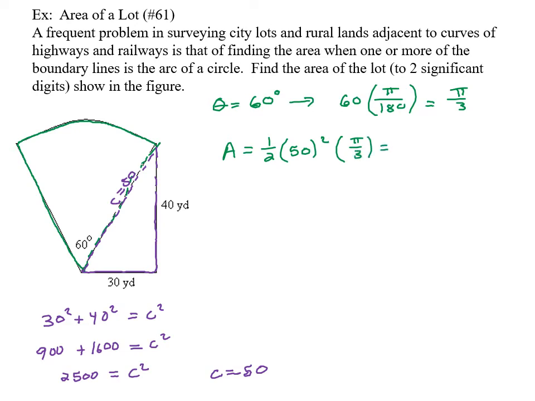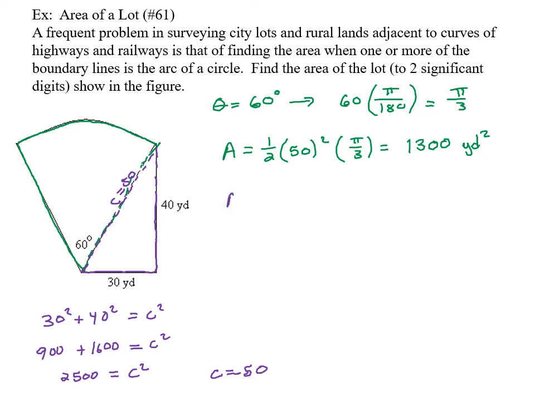And we go back to the calculator and type that in. 0.5 or 1/2 times 50 squared times pi divided by 3. And you'll get, to 2 significant digits, about 1300. This is measured in yards, so this is square yards. That's just the area of the sector.